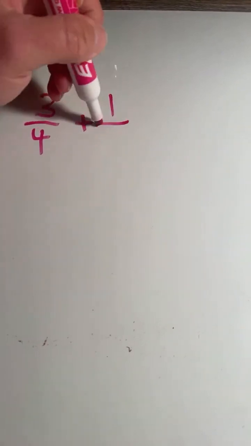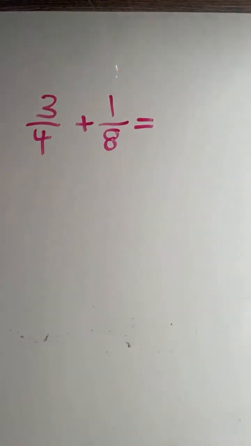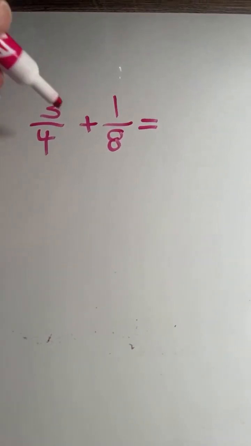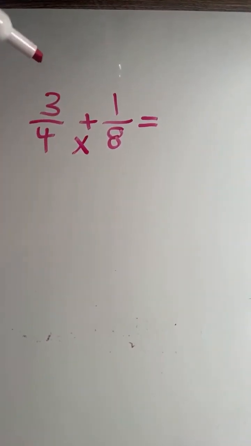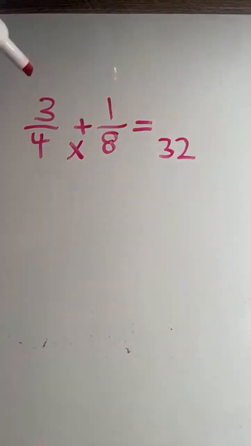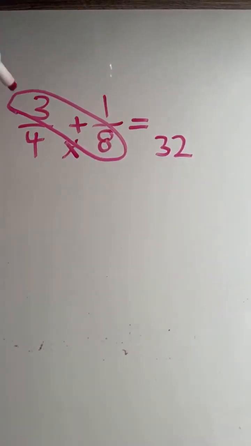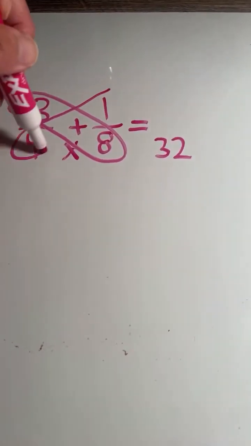All right, 3/4 plus 1/8. Step 1, we multiply our denominators to get a common denominator. 4 times 8 equals 32. Next, we cross multiply. We're multiplying each numerator times the opposite denominator.